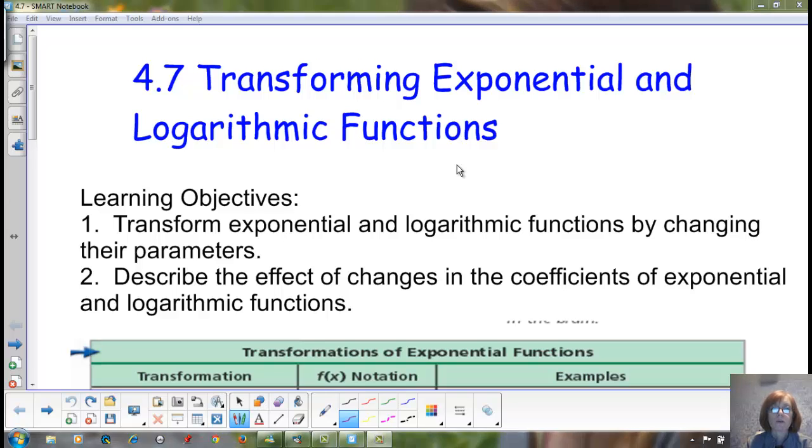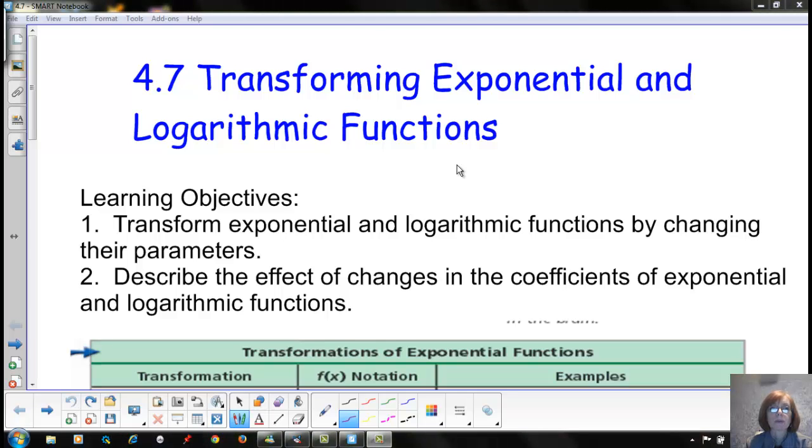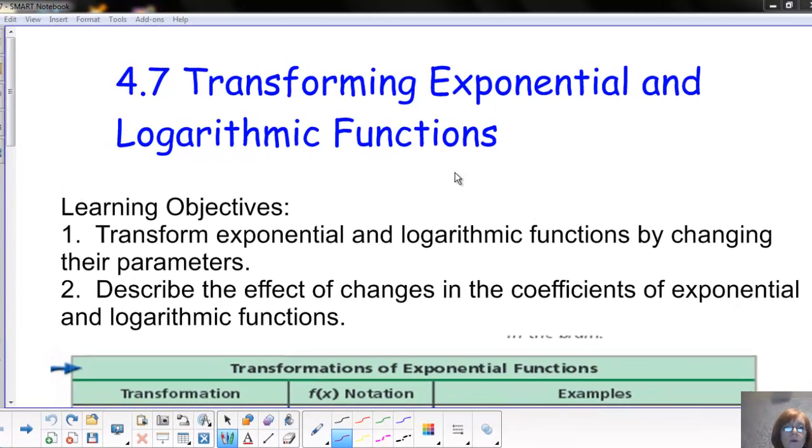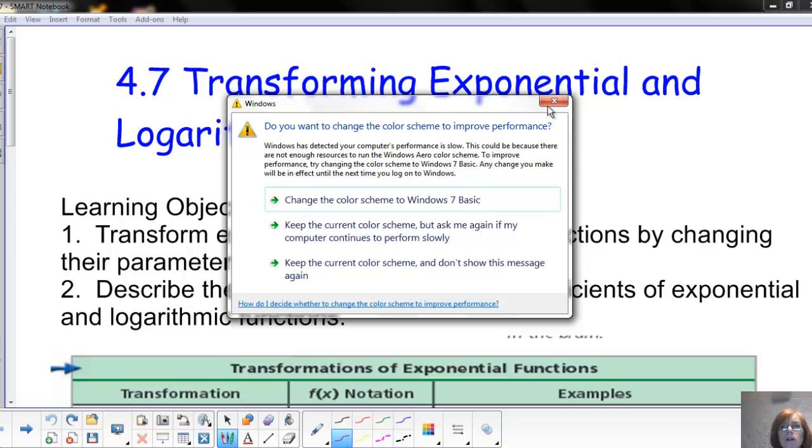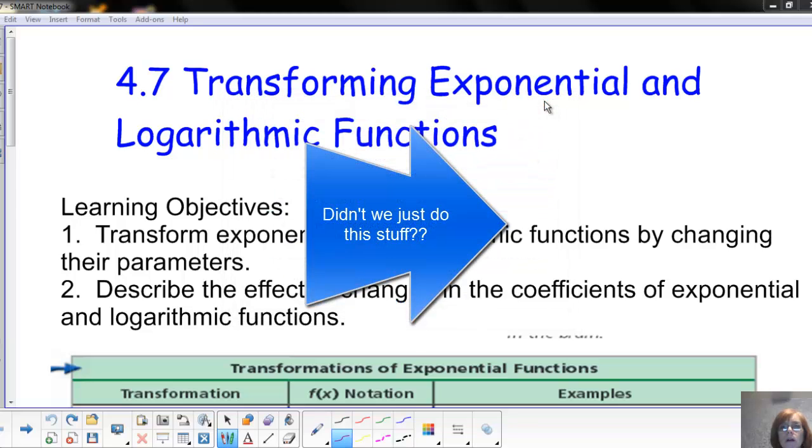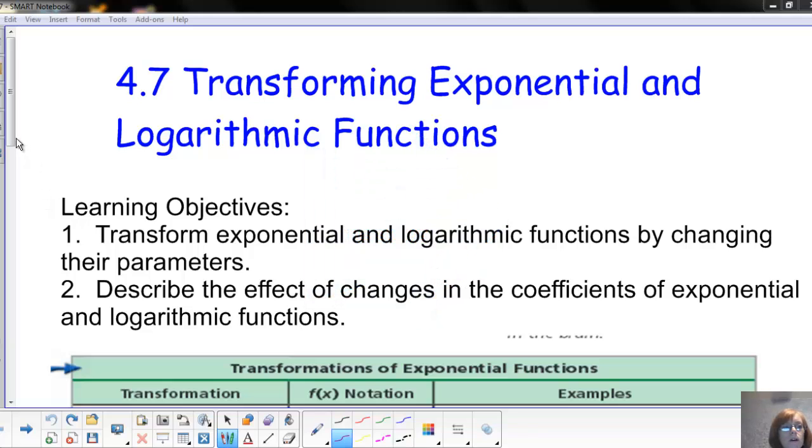We are looking at section 4.7, transforming exponential and logarithmic functions. And the learning objectives today are to transform exponential and logarithmic functions by changing their parameters, and to describe the effect of changes in the coefficients of exponential and logarithmic functions.